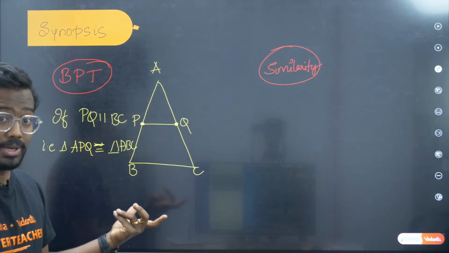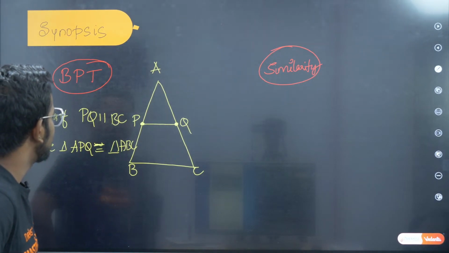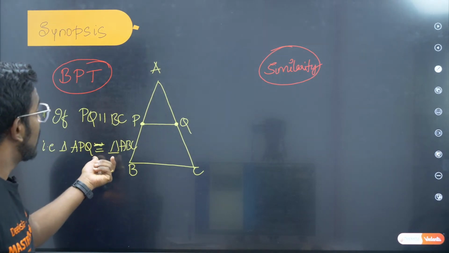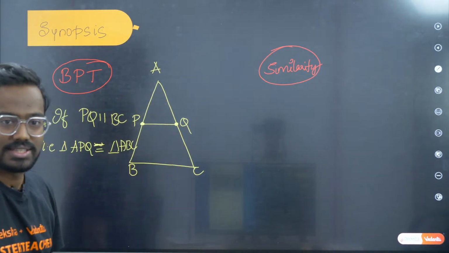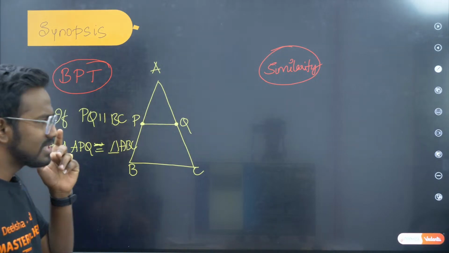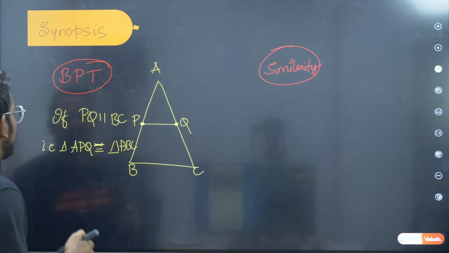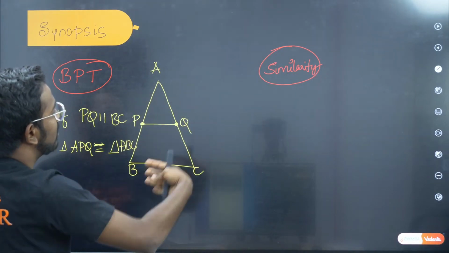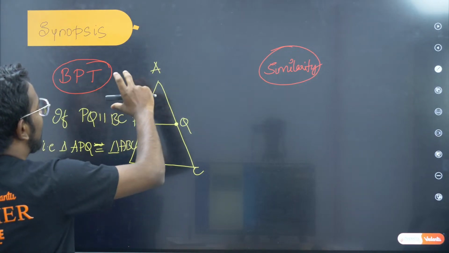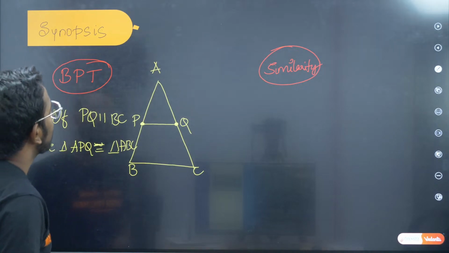So what does the converse of the BPT theorem say? Sir, the converse says, if these two triangles are similar, then PQ is parallel to BC. This is the converse, right? So sir, what is the use of this? Why do we need the BPT theorem? Obviously the BPT theorem is required in order to find the lengths of the sides or angles of the triangles. In that case we will be making use of BPT.